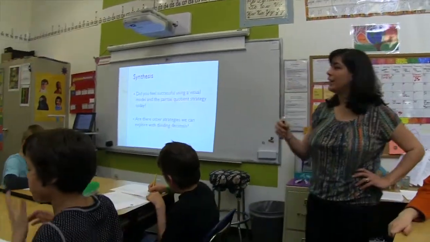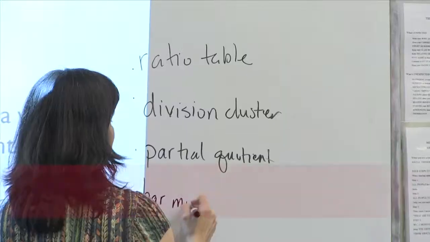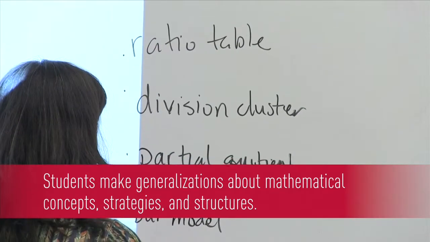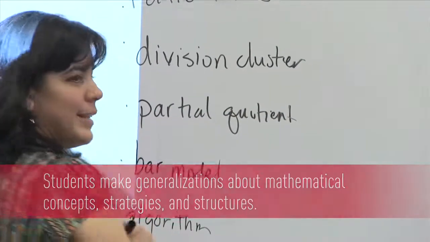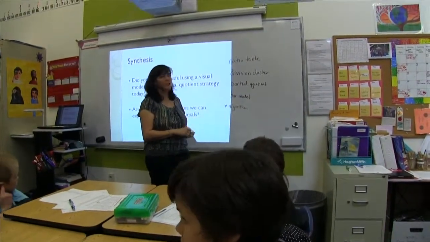So just go around and share. Ian, what do you think? You could do a ratio table. They have some experience with these strategies from whole numbers. The algorithm. How do we get to the algorithm? So it's wonderful to see them trying to transfer that knowledge, trying to think about how would I apply that now into decimals. So partial quotient, we use the grids.